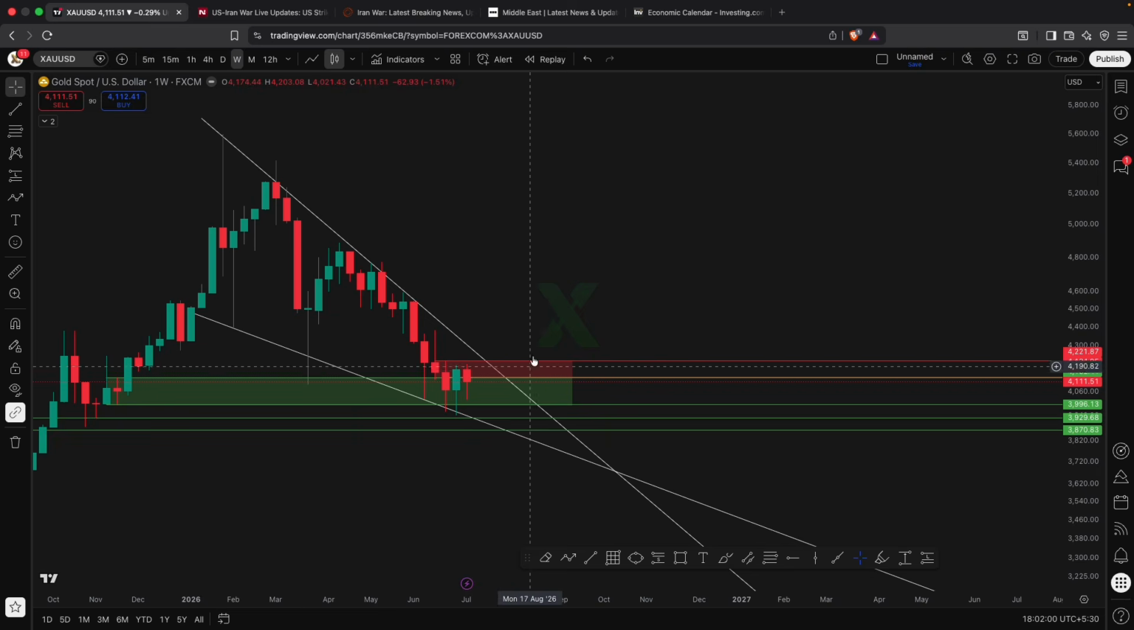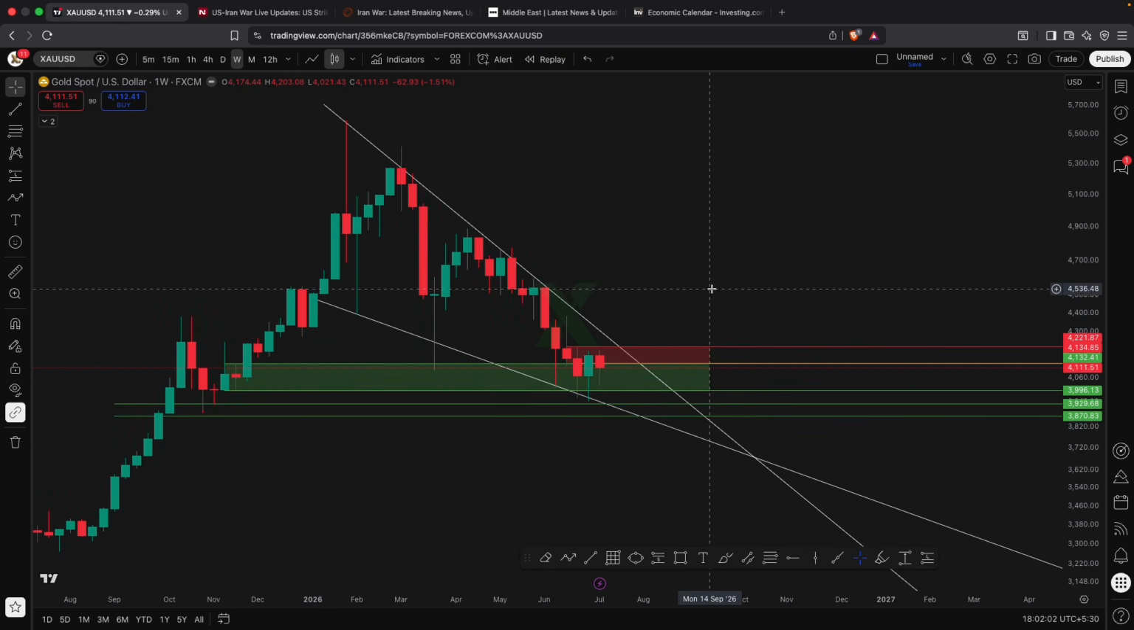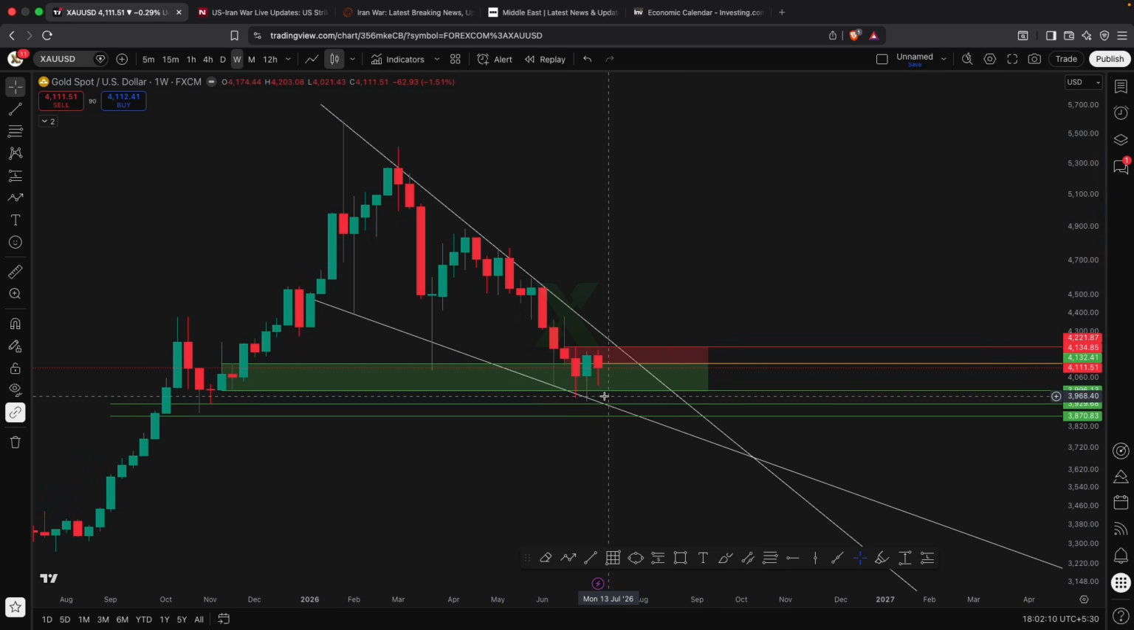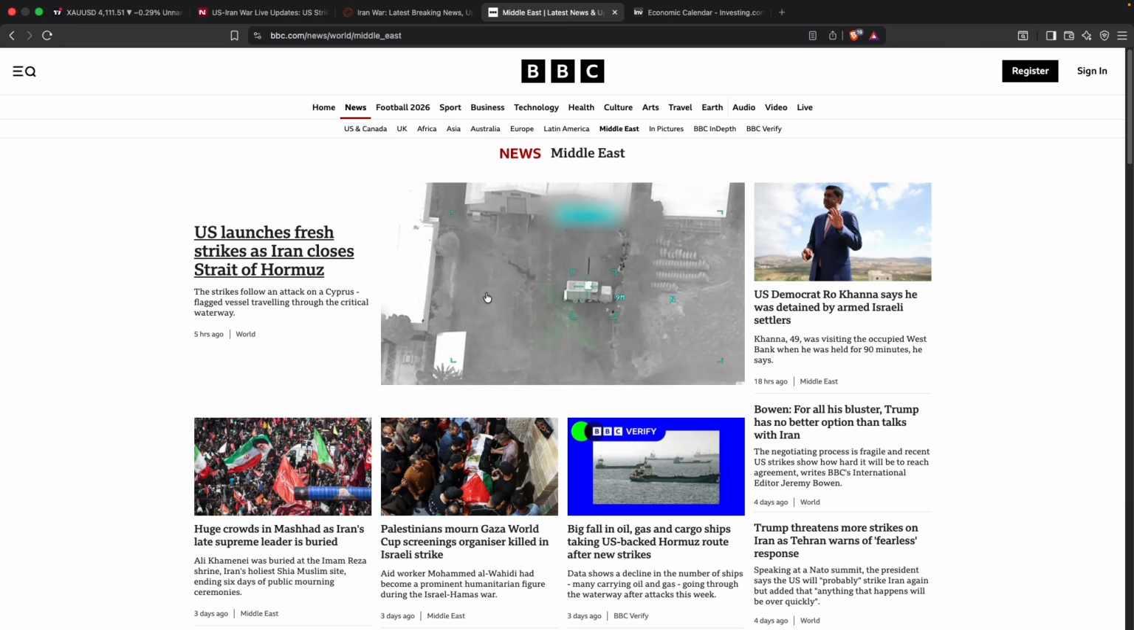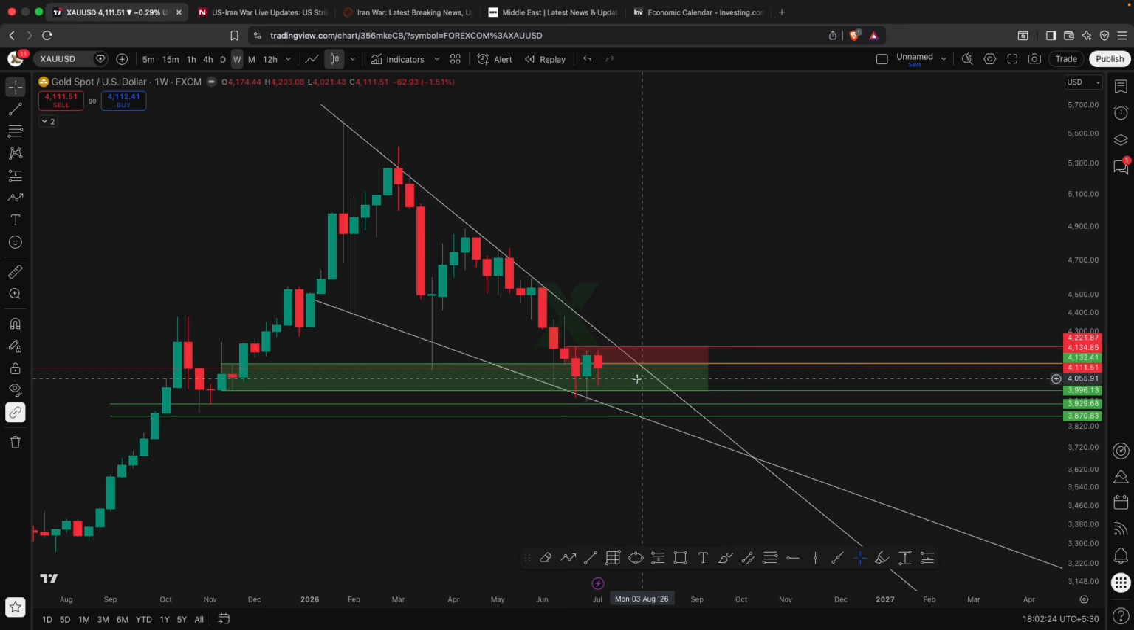Because it can affect gold in both ways. Either the institutions will take this as a chance for higher buying, or a higher selling to the downside. Now if you look at more news, see, US launches fresh strikes as Iran closes Strait of Hormuz. This is continuing on a daily basis. We can't say what is going to happen. In the Monday market opening, we should expect a huge fall or a huge pump. Be ready for anything.